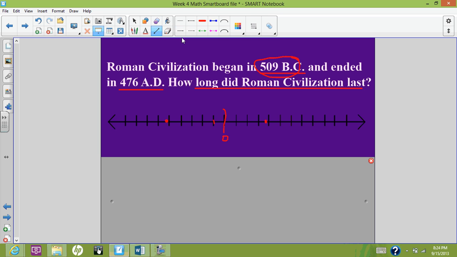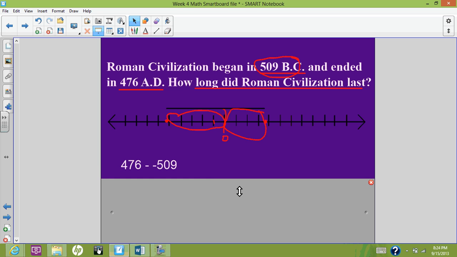Then I ask myself, okay, what's the problem looking for? It's looking for the entire length of the Roman civilization. So I'm going to have to take this part and this part and figure out how much altogether that is. So when I write my word problem, when you're figuring out the difference between 2 times, so like from this 509 to the 476, you're looking for the difference between those 2 points. Difference is subtraction.